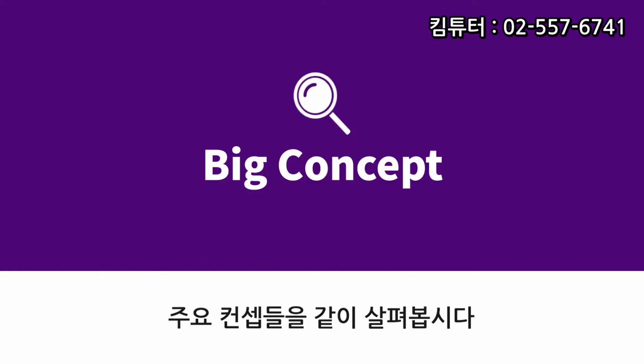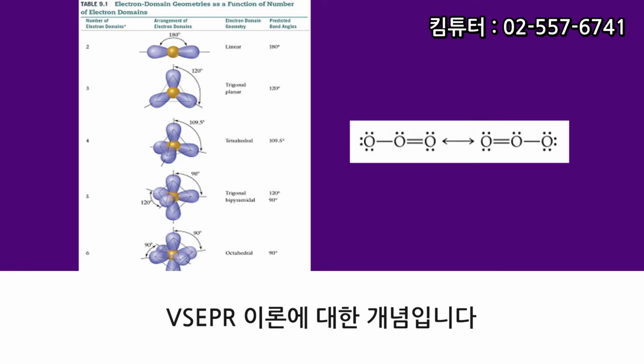Moving on, I'll illustrate some big concepts that are essential for education. So this is an image of the electron domain geometries that you will learn in chemistry. The number of electron domains, 2, 3, 4, 5, 6, are listed on the left-hand side. And on the right-hand side, you can see the electron domain geometry given as linear, trigonal planar, tetrahedral, trigonal bipyramidal, as well as octahedral.